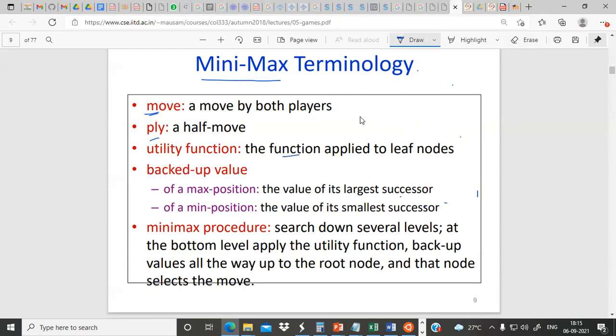Then on the leaf node, we apply the utility function and calculate the value, and the value will be backed up. At the max position, the backed up value will be equal to the largest value of its successors. At the min position, the backed up value will be equal to the smallest value of its successors. The minimax algorithm repetitively applies max and min until it reaches the leaf node, and from the leaf node the values will be backed up to the parent. How it backs up depends on whether the parent is max or min.